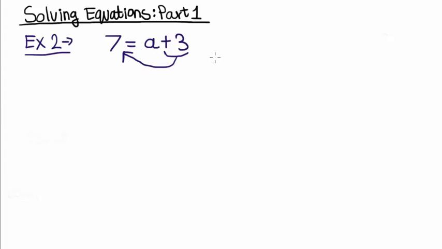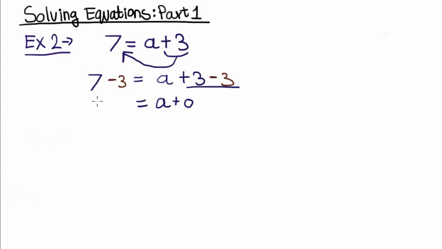So I can rewrite this equation over here like this. Since I did the same thing to both sides of the equation, I haven't changed my equality. Therefore, I can now simplify the right-hand side to get my variable a all by itself. So a plus 0 on my right-hand side and 7 minus 3 on my left-hand side. I can rewrite a plus 0 as simply a and 7 minus 3 as the number 4. So 4 equals a is the same thing as saying a is equal to 4. It's the solution to my question.